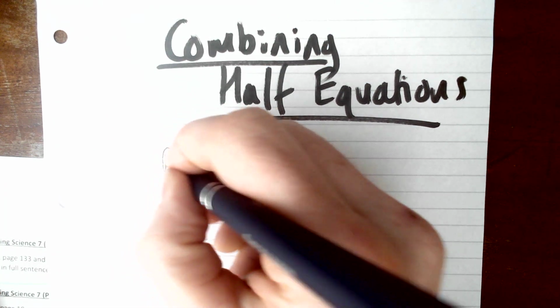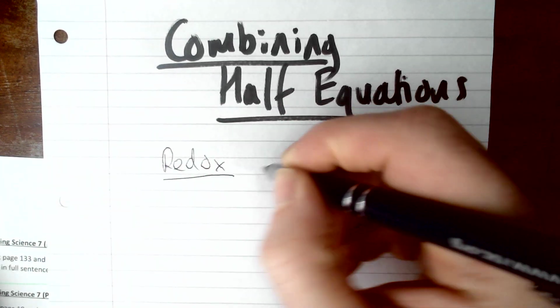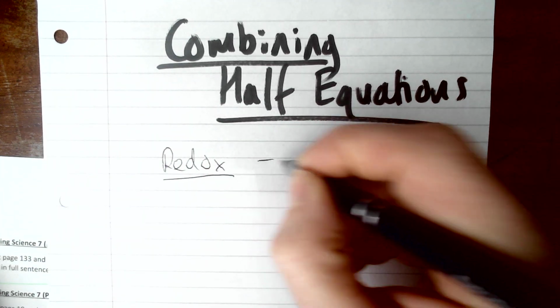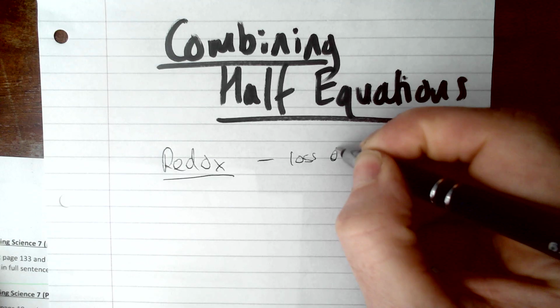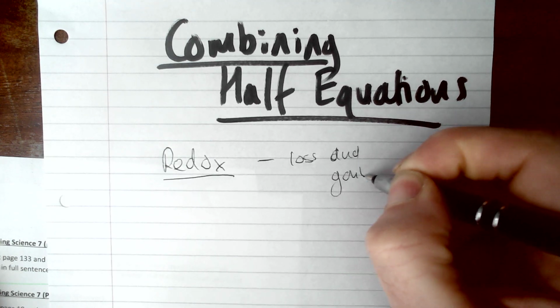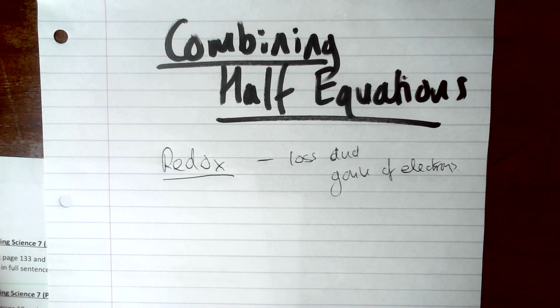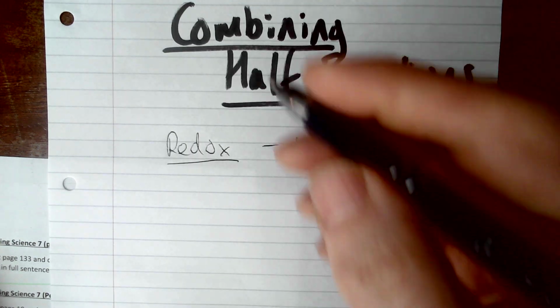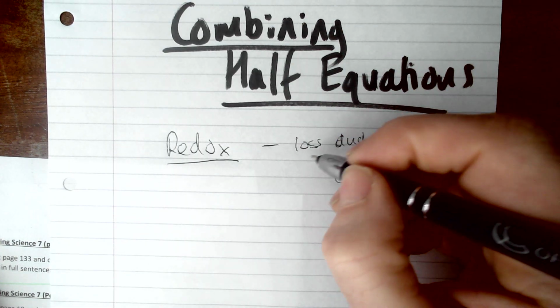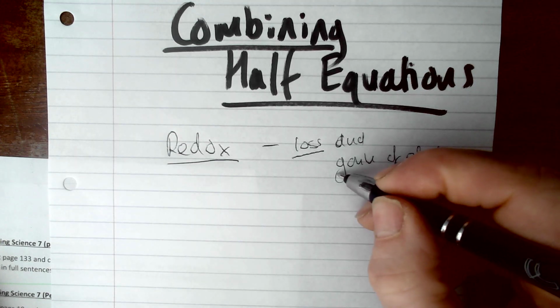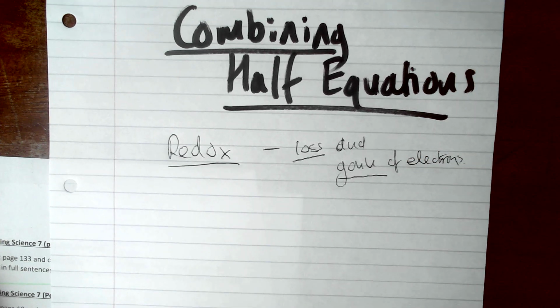So I've introduced the idea that there are lots of chemical reactions out there called redox. They involve the loss and gain of electrons, right? Loss and gain of electrons. In a redox reaction, one species, one thing will lose electrons and another thing will gain electrons.